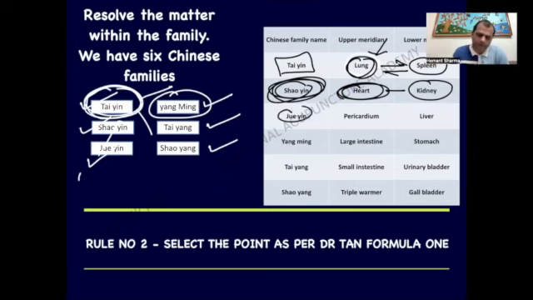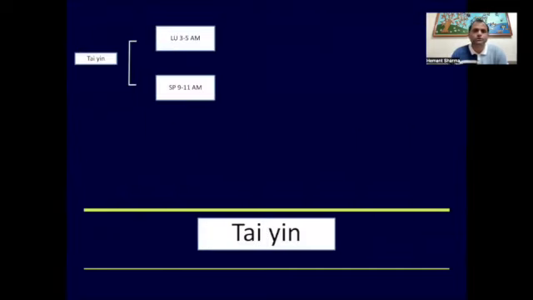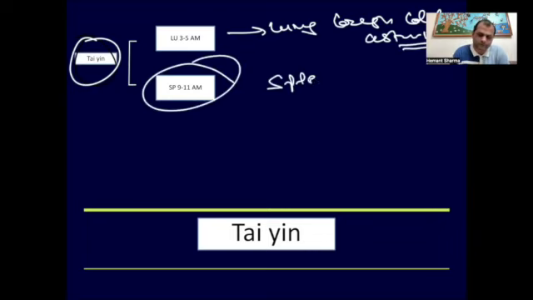In the same way, anywhere the problem is, just resolve it there only. Problem in the pericardium, treat by liver. Problem in the large intestine, treat by stomach. Problem in the small intestine, treat by urinary bladder. Problem in the triple warmer, take the support of gallbladder, and vice versa. So the problem in the Taiyin means the problem in the lungs. Suppose someone is suffering with a cough, cold, asthma, treat by spleen points.